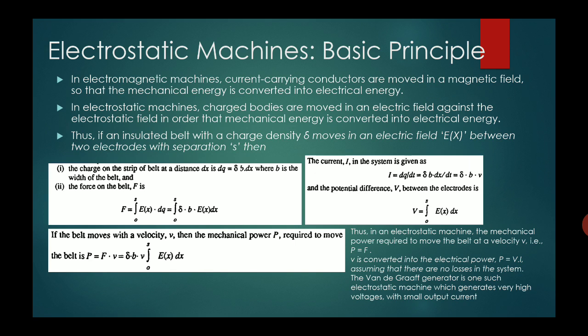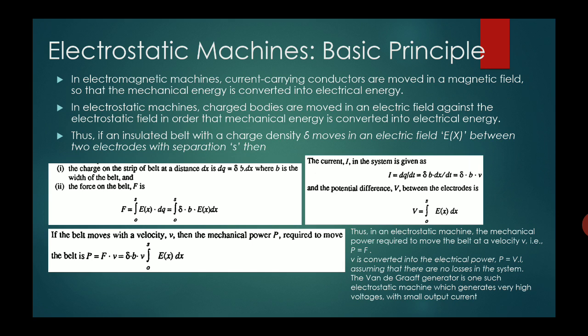Now we'll talk about electrostatic machines and the basic principle. In electromagnetic machines, current carrying conductors are moved in a magnetic field so that the mechanical energy is converted into electrical energy. This is the basic principle of the electromagnetic machines. We have a conductor which has a current through it. When you pass that current carrying conductor through a magnetic field, it will experience a force. This is the basic principle of any kind of motors.